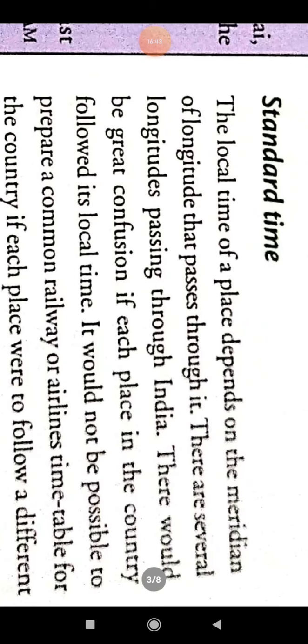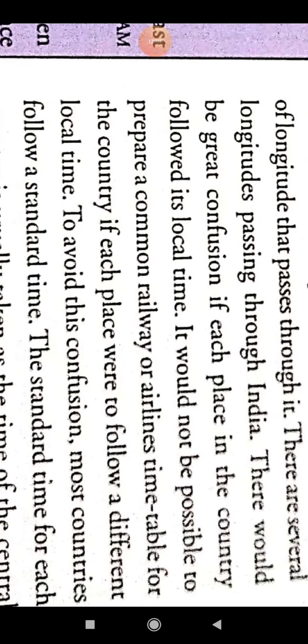Now the standard time. What is this standard time? The local time of a place depends on the meridian that passes through it. There are several longitudes, and there would be great confusion because it is very difficult for every city and every place to follow the same time. So there is great confusion if each place in a country followed its local time. It would not be possible to prepare a common railway time or airlines timetable.